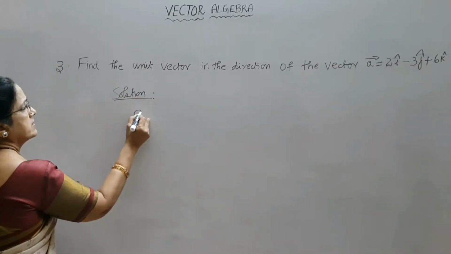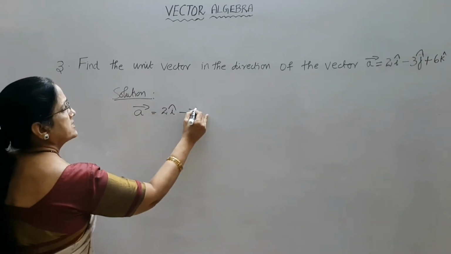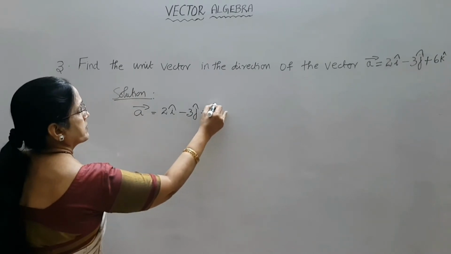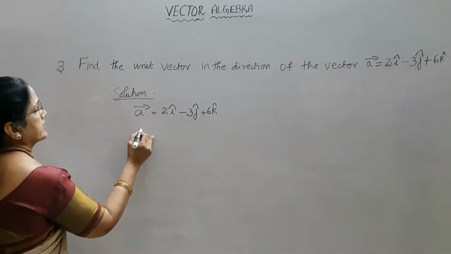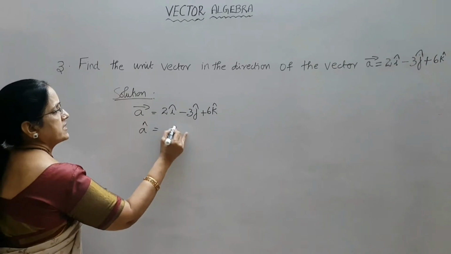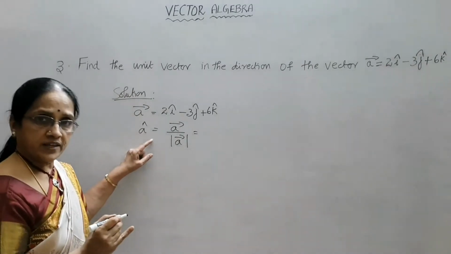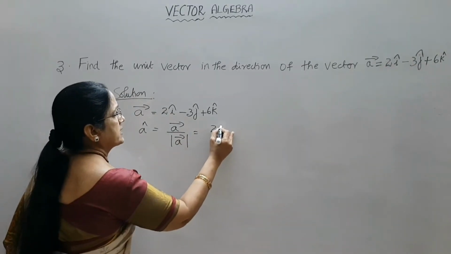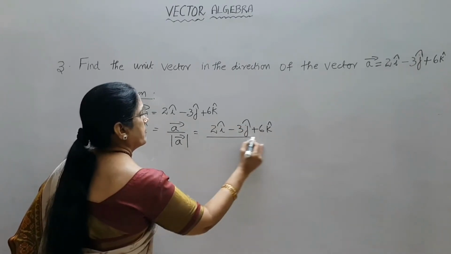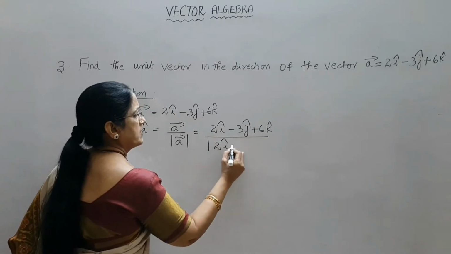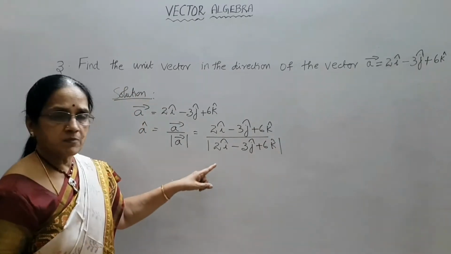You have been given a vector a equal to 2i cap minus 3j cap plus 6k cap. You need to find out the unit vector along this direction, and you know the unit vector is nothing but a cap, which is a vector by modulus a vector. Now let me substitute for a vector, which is 2i cap minus 3j cap plus 6k cap by modulus 2i cap minus 3j cap plus 6k cap. Let me simplify this now.